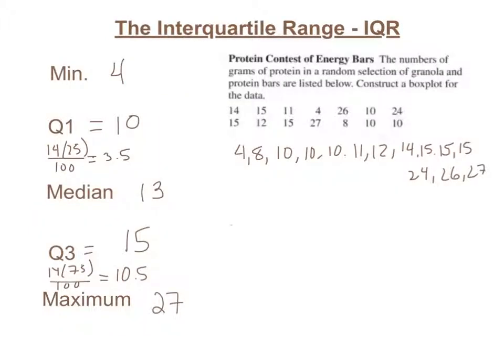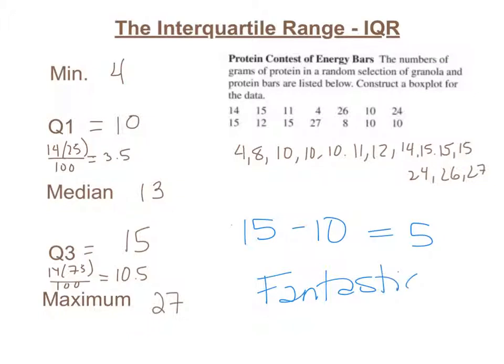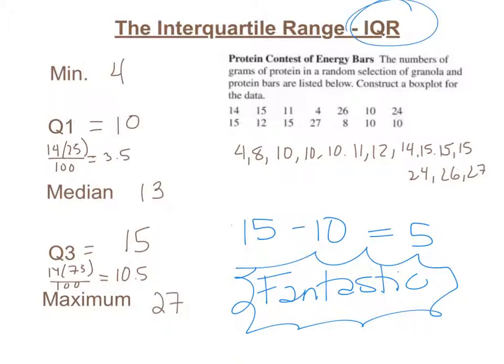So let's take a look at how we would do the IQR for this particular example. It would just be 15, which is our Q3, minus 10, which is 5. IQR is 5. It's fantastic! Woohoo! IQR.